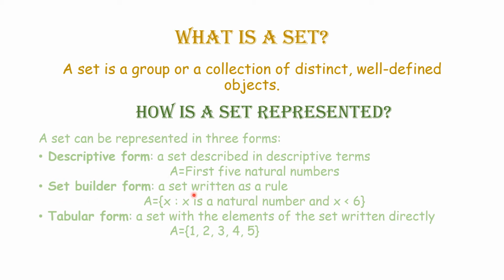And the same set can be written in tabular form like this, because these are the first 5 natural numbers. So tabular form is where you have to state all the elements. You write all the elements by separating them with commas. So this is how we write a set in 3 different ways.